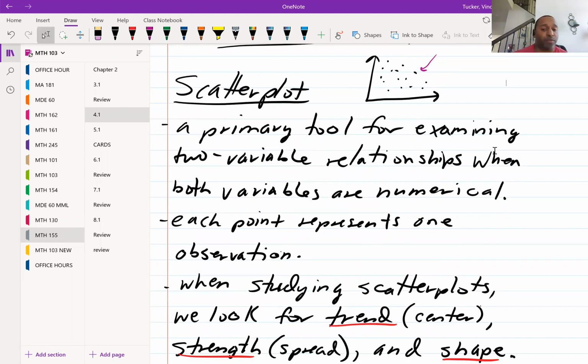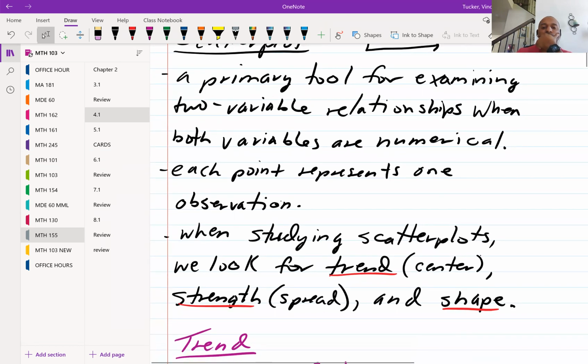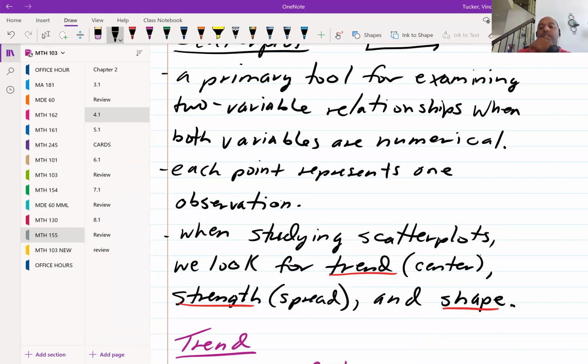So when studying scatter plots, we look for three things. One is trend, which is your center. The other is the strength, which refers to the spread of your data. And then the other is your shape, which is just your shape. So we're going to talk about all three of those things separately. Let's scroll up.